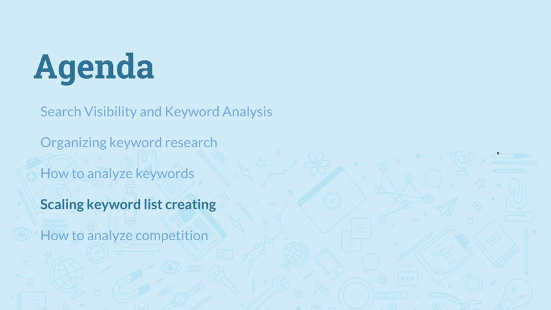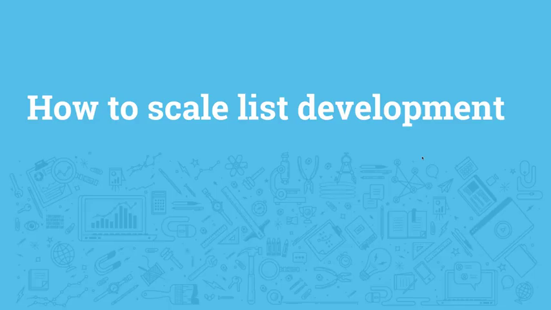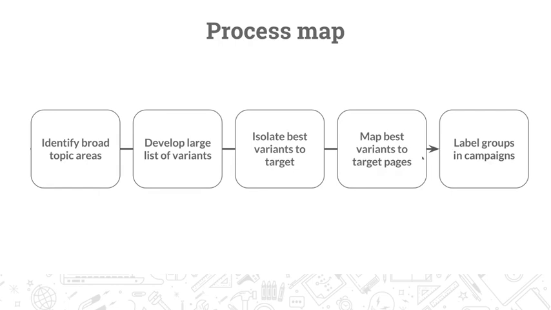So you can see that we've started out by talking about search visibility and its importance in keyword analysis, organizing keyword research, and how to analyze specific keywords. And now what we want to do is scale the list development process. I showed you how you can do this manually, but let's talk about how you can scale this list creation process. So let's go ahead and dive into this subject.